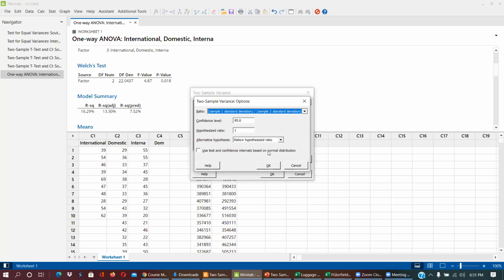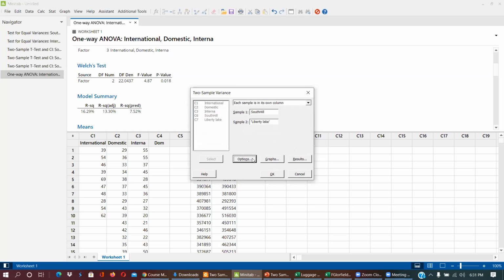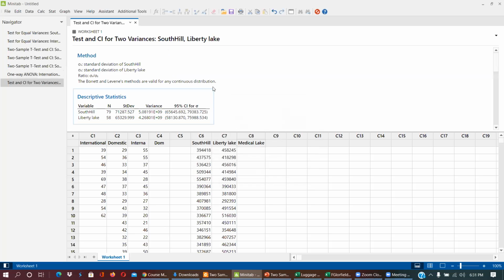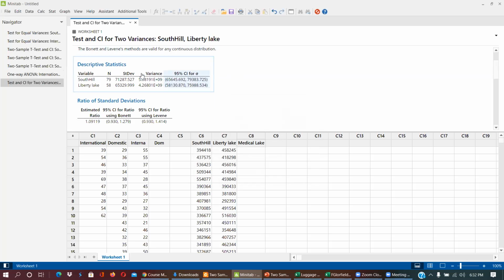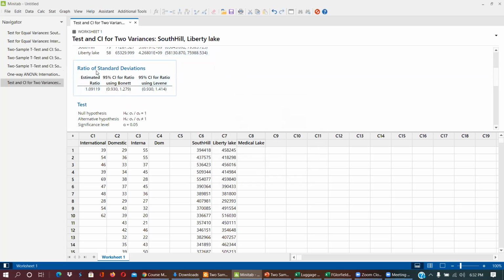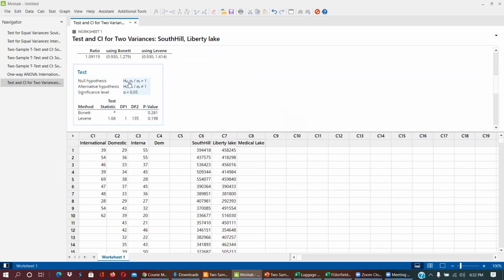Why do we use this? We use the test and confidence interval based on normal distribution. Again, we have to check normality and equal variance. You can see the variance of South Hill, and this is a confidence interval. Look into the null hypothesis: sigma 1, which is South Hill, divided by Liberty Lake, equals 1, and the alternative is not 1, alpha is 5%.